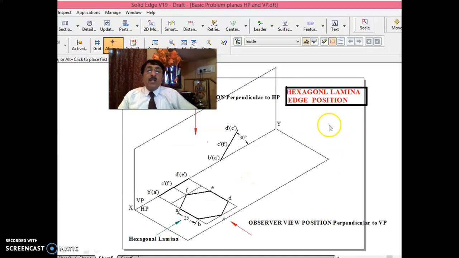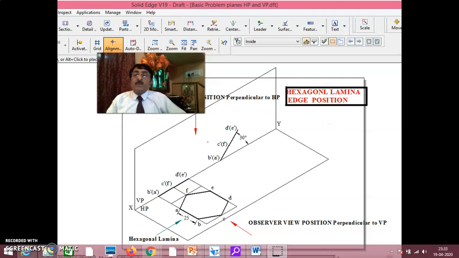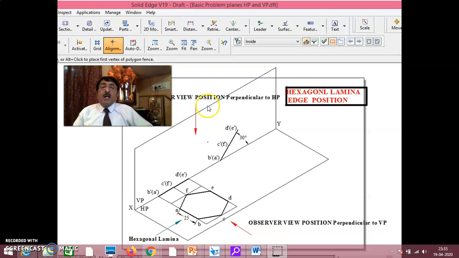Now you see here. Now you go for hexagonal lamina. Hexagonal lamina, I am telling you, see here: XY, VP, HP, vertical plane, horizontal plane. For hexagonal lamina, I am repeating again and again, the edge position is different and the corner position is different. If they say the hexagonal lamina has an edge on HP, you have to take one position. If they say it has a corner on HP, you have to take another position. Now it is the hexagonal lamina edge position. Please remember the hexagonal lamina edge position.